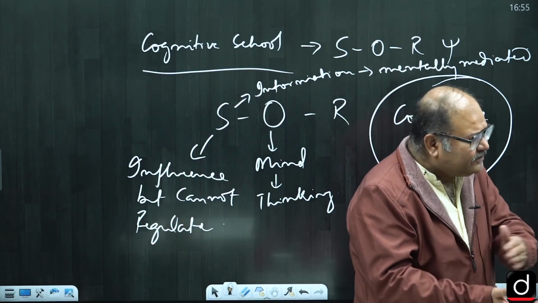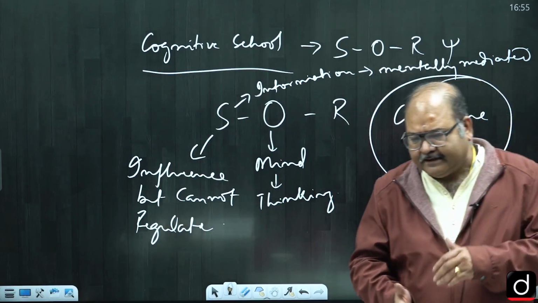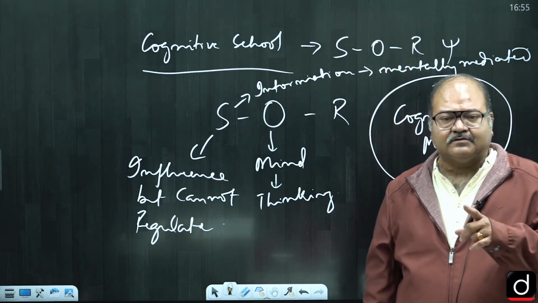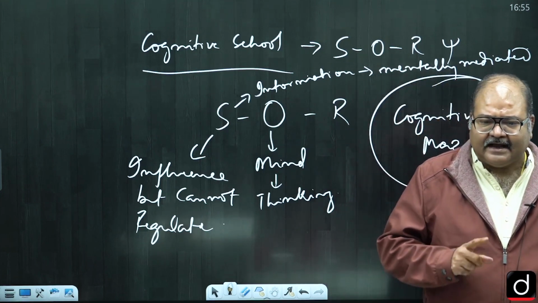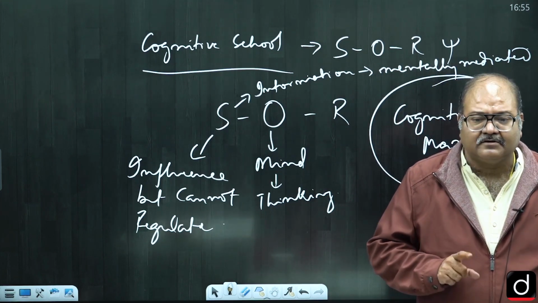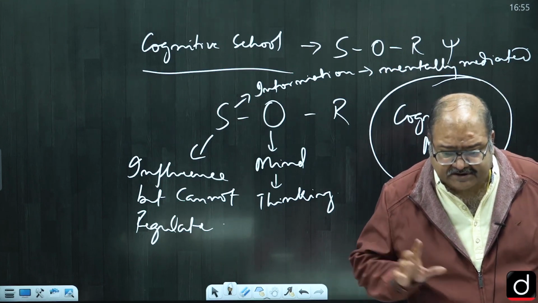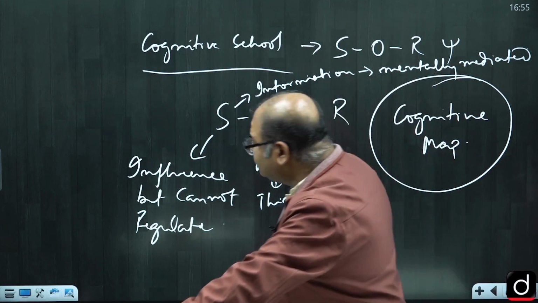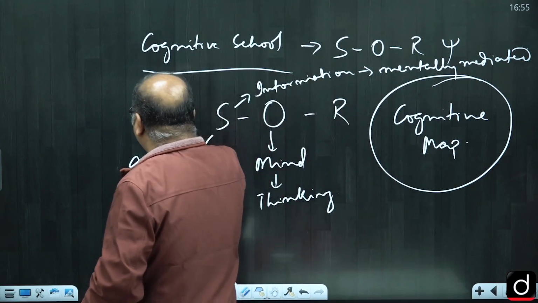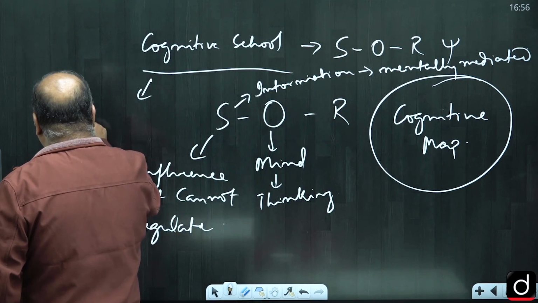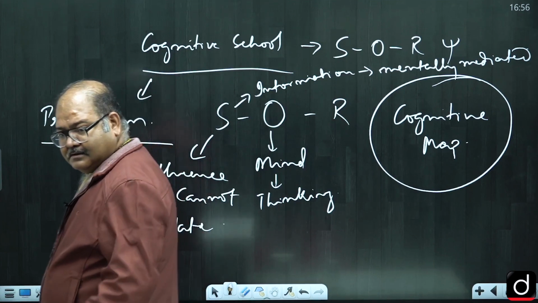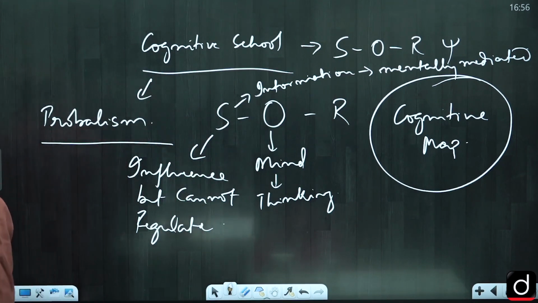So, it can raise the likelihood of the behavior. It can raise the probability of the behavior. It cannot guarantee the behavior. So, cognitive school of psychology said, psychology can make laws, but not laws like physics and chemistry. We can make probable laws. So, this school of psychology is also called school of probabilism. Psychological laws are laws of probability.